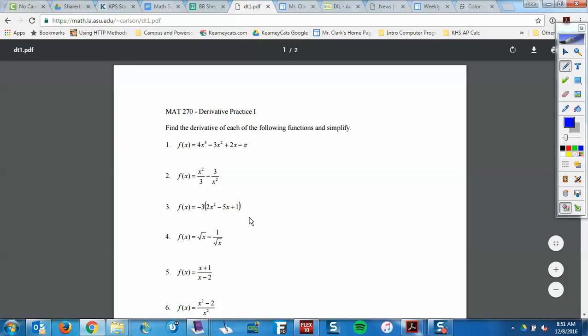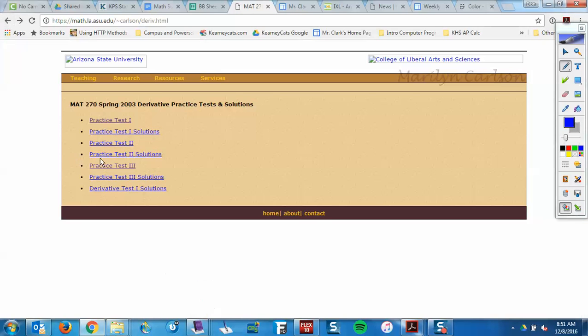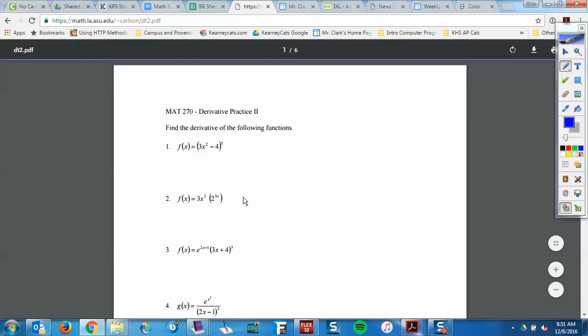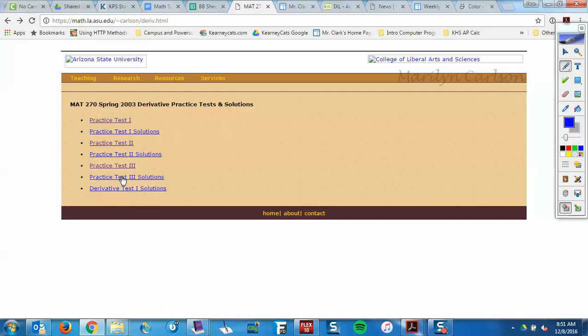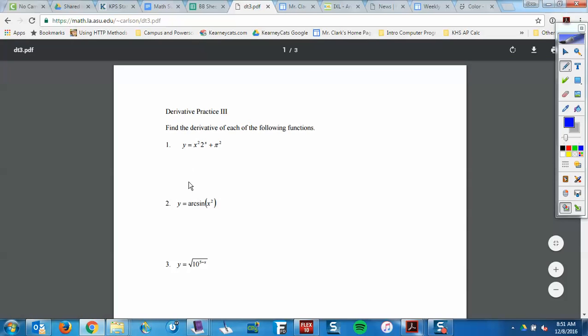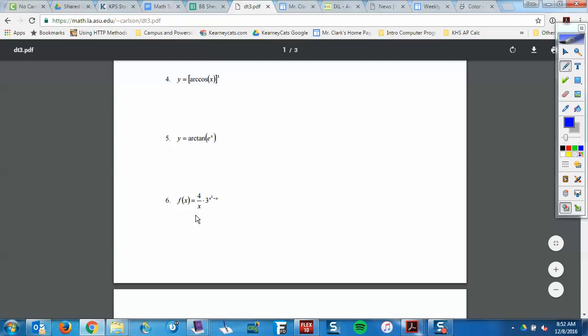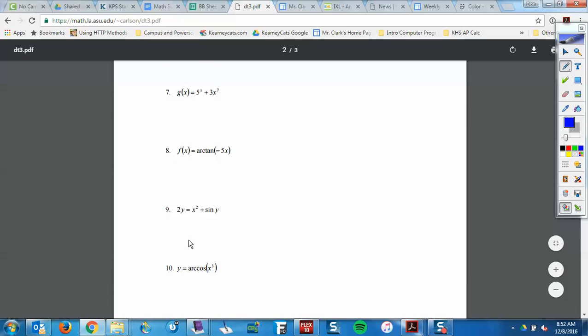Now this just comes up as a PDF. Okay, so these are a little easier. Practice 2, they get a little trickier. Okay, but the nice thing is they have answers. And then practice 3, a little bit trickier, yeah. And those get into some arc tangents.